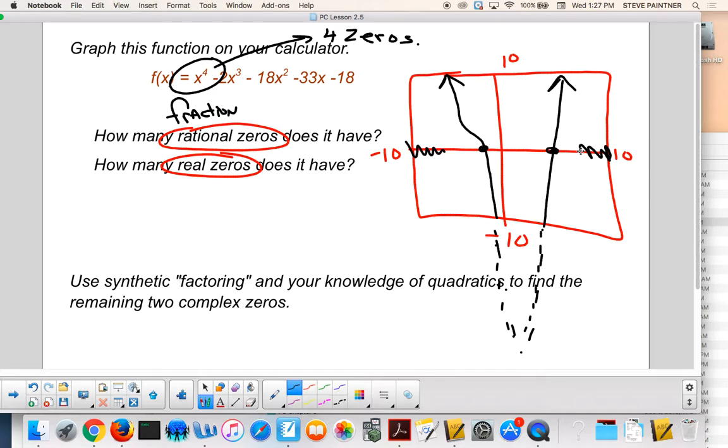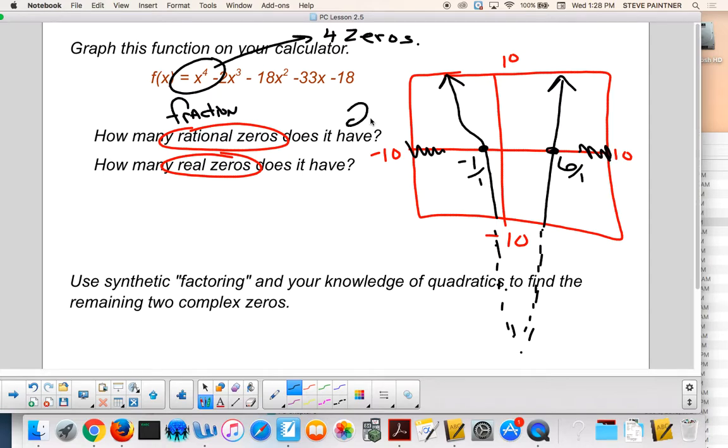I think 5 might be a little too much. Okay, -1 and 6, right? So if you zoom in a little better, shape your window a little smaller, you can see those are your zeros. So how many rational zeros do I have? By the way, 6 is a fraction, -1 is a fraction. How many do I have?